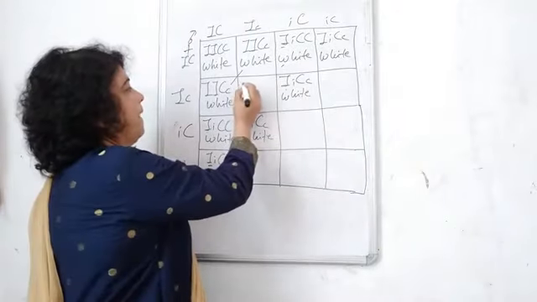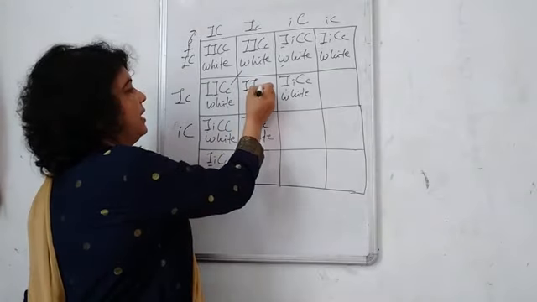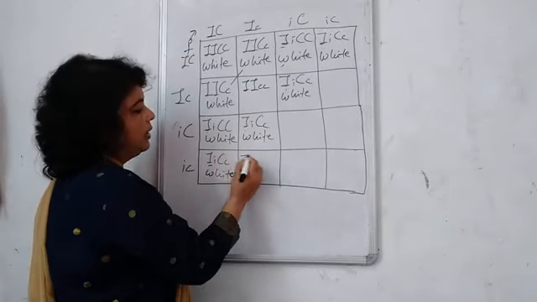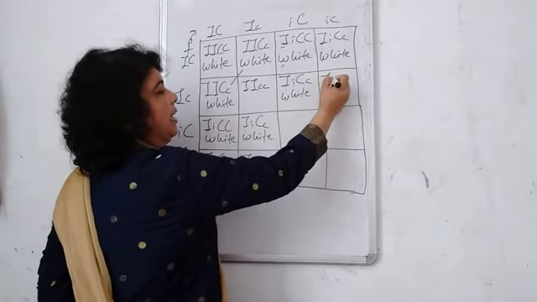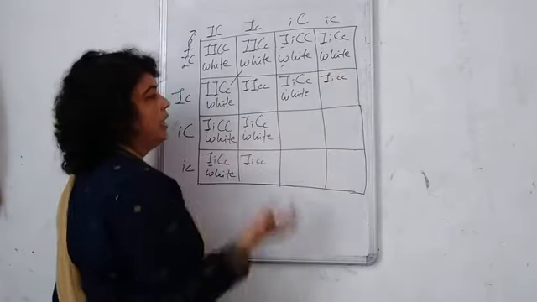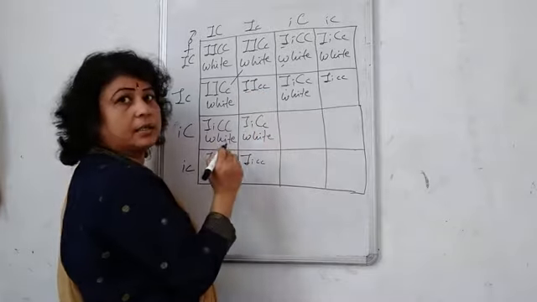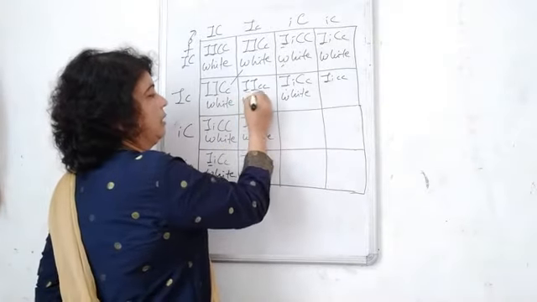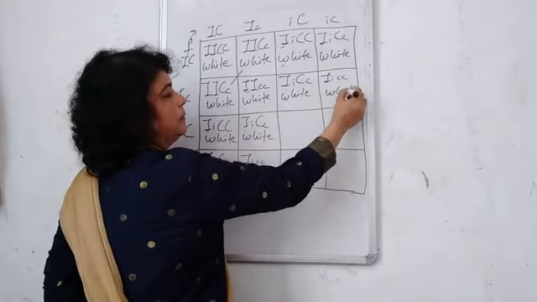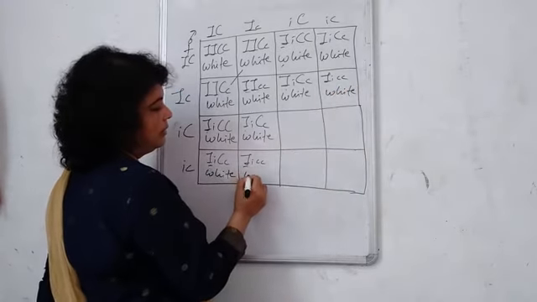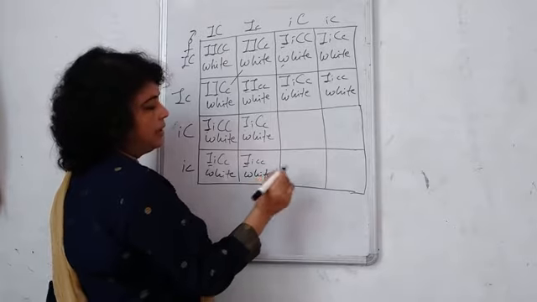Then here capital I, small c, small c. Here capital I, small c, small c. Capital I, small c, small c. Here I is dominant. Therefore, it is again white, white. Here I, capital, white.